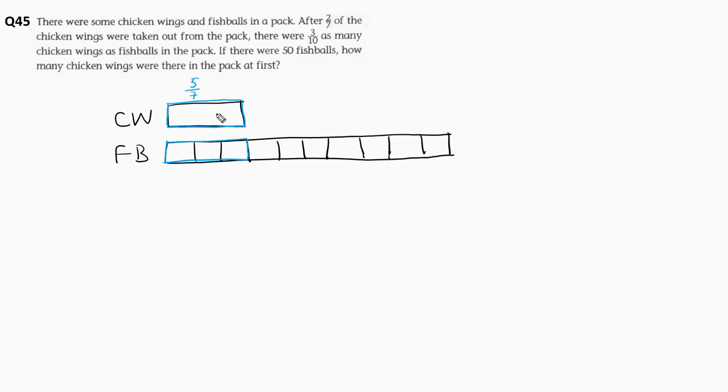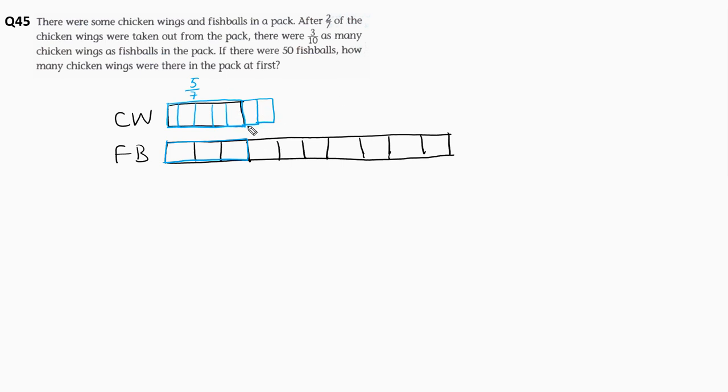Okay, so I'm actually going to divide this bit. This is only part of the chicken wings, and this part is 5/7. So I'm going to divide this into 5 equal parts. These parts, you can see they're smaller than these parts. So 1, 2, 3, 4, 5. And if this is 5 of the sevenths, I'm going to draw the extra. This is the bit that was taken out.